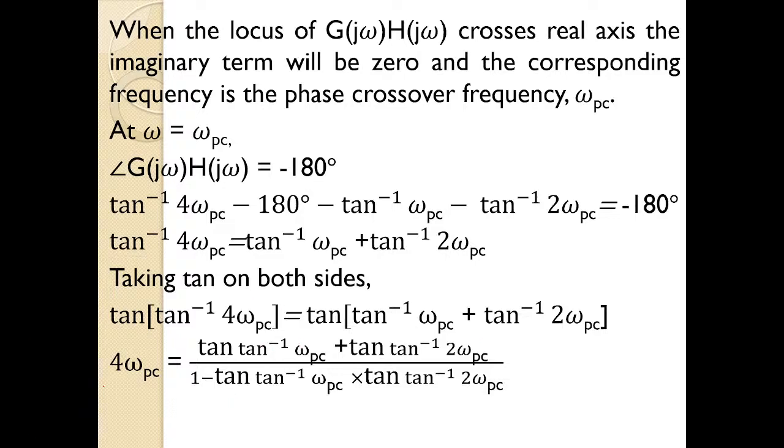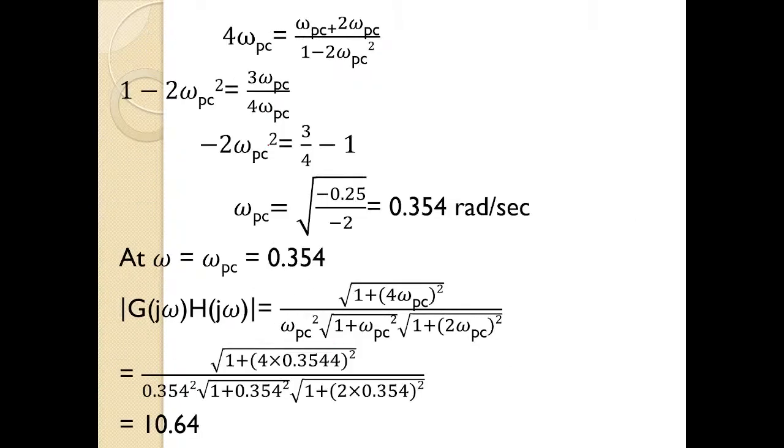Now you just simplify it, you will get 4 omega pc. Okay, so why have we written 4 omega pc? Because when the locus G(j omega)H(j omega) crosses the real axis, the frequency at which it crosses the real axis is omega equal to omega pc. So 4 omega pc is equal to what? If you simplify this, you will get 4 omega pc equal to omega pc plus 2 omega pc by 1 plus 2 omega pc squared. Now you further simplify it.